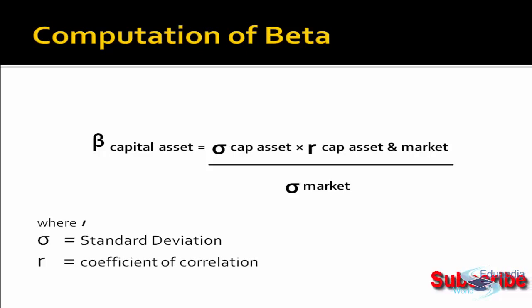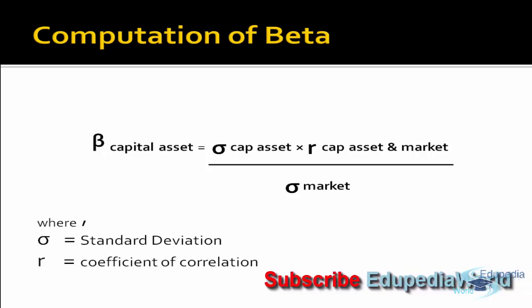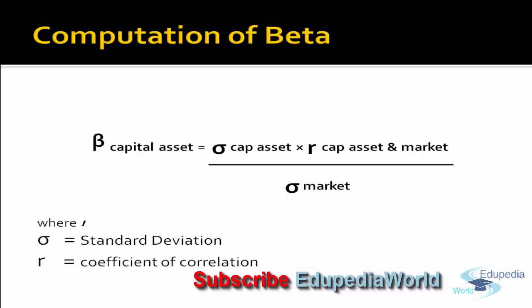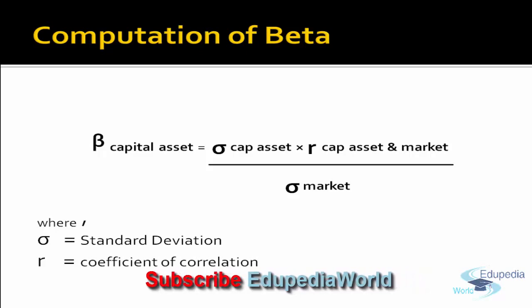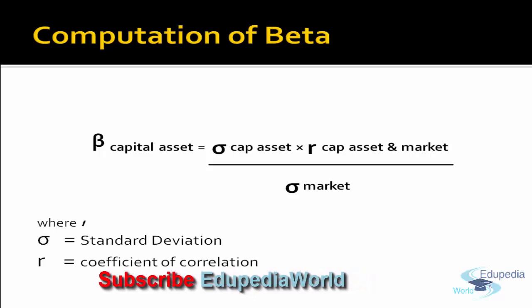I'm just giving you a brief of what exactly standard deviation and correlation are. Standard deviation shows the variation from a mean figure. So you have 5 figures, and if your mean is 5, how much is the deviation of your first value from the mean, your second value from the mean? So we compute the standard deviation of the capital asset. Similarly, we compute the standard deviation of the market. And the correlation coefficient of the capital asset and market shows what exactly the movement is.